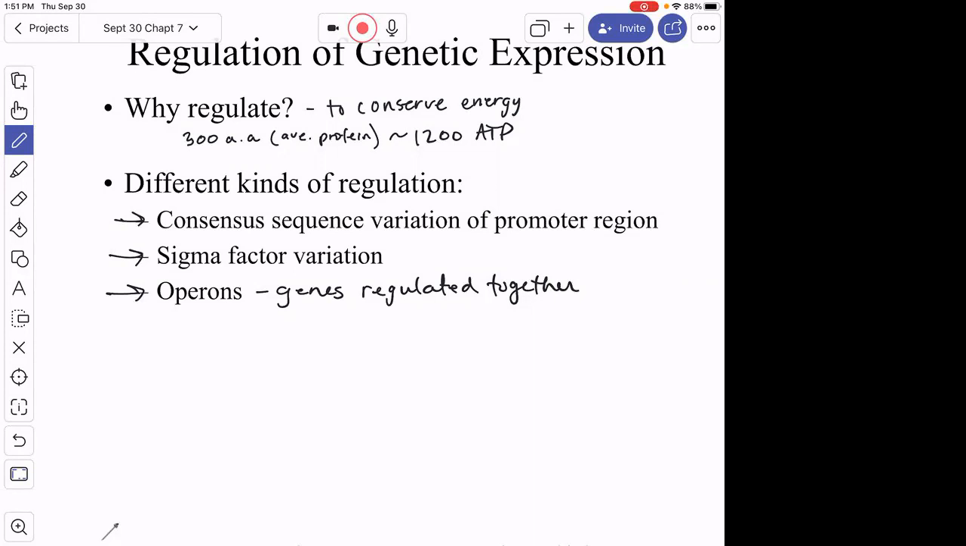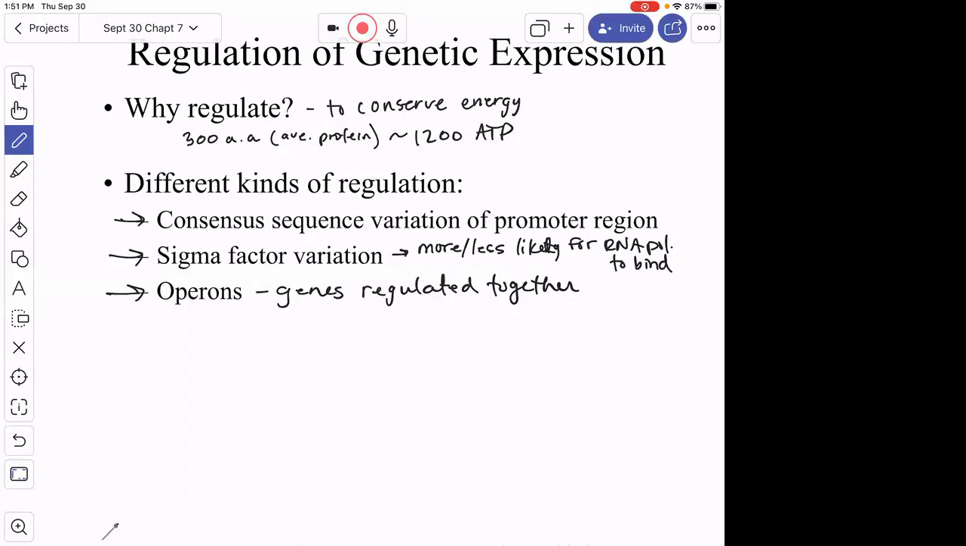And again, this is a bacterial thing. We know that eukaryotes have some gene clustering, but for them to regulate a bunch of genes together appears to be a really rare thing. Question? So it is RNA polymerase being more or less likely to bind. That's in the initiation of transcription, but that's important there.